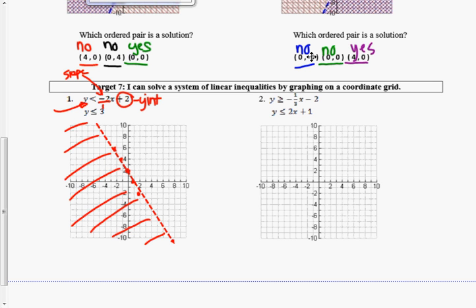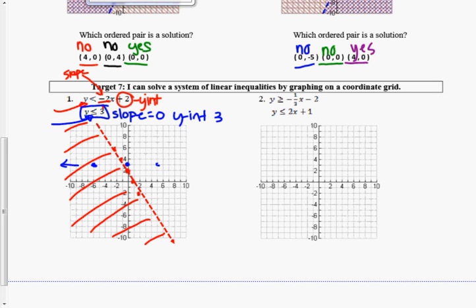For the second inequality then, we have y is less than or equal to 3. Here my slope is 0 because I do not have an x, and my y-intercept is going to be positive 3. So remember, we have a y equals equation. That's always going to be your horizontal line. This is equal to because it has the less than or equal to symbol.